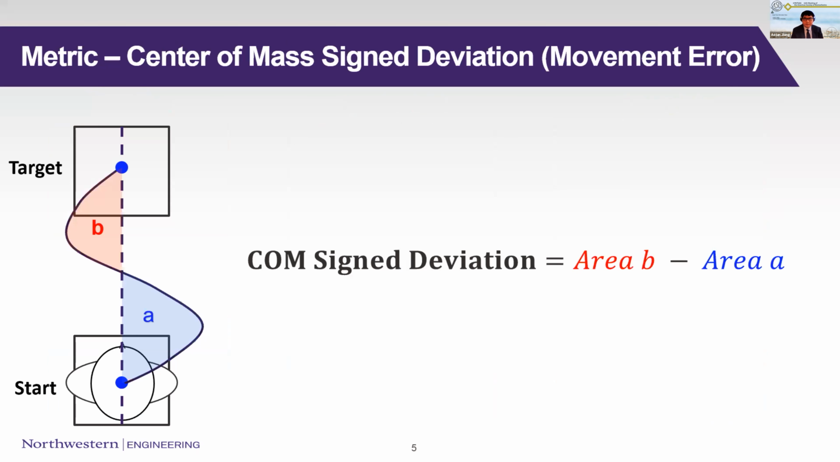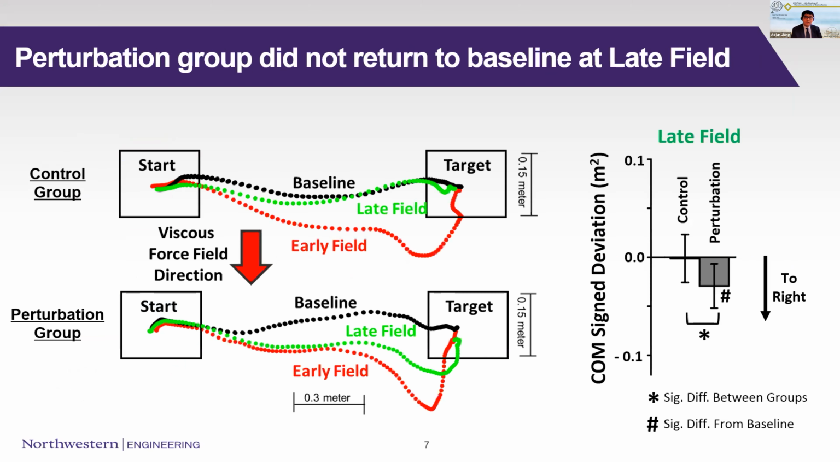To quantify the movement error, we established a metric, which we call the center of mass sign deviation. This is the signed area of the center of mass trajectory relative to a straight line path originating from the lateral center of mass position at the first toe off and ending with the center of mass position at rest within the end target. Both groups were able to adapt to the consistent viscous force field and showed a decreased movement error with practice. In contrast to the control group, the center of mass trajectory and center of mass sign deviation of the perturbation group did not return to the baseline at the late field.